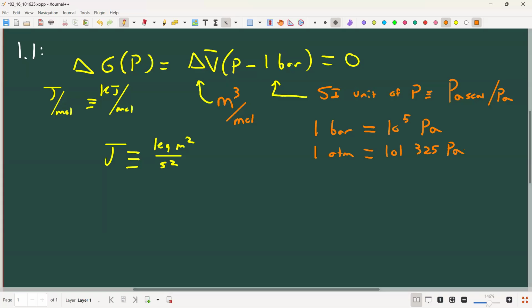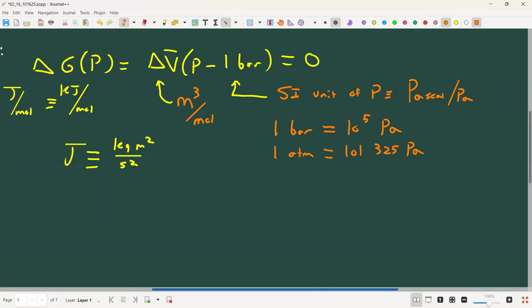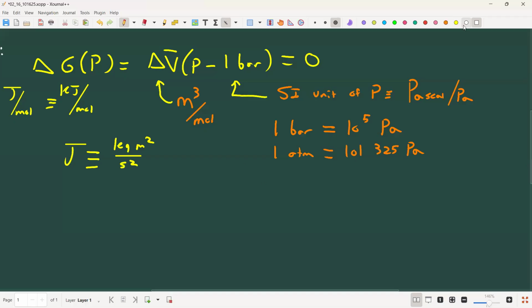All right, remember 10 to the 5 is 100,000. So an atmosphere and a bar are very close together. All right, so let's... Is 1 bar 10 to the 5 or 10 to the negative 5? 10 to the 5. Pascals are small. Right, and so let's just make sure the units work out here. So just some quick math. Quick unit math.